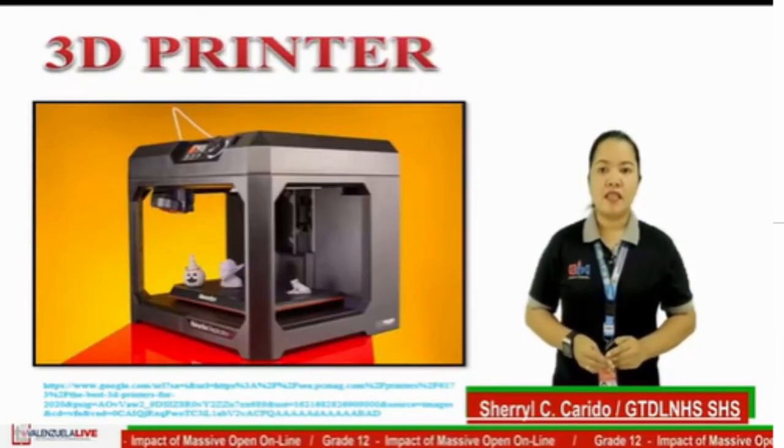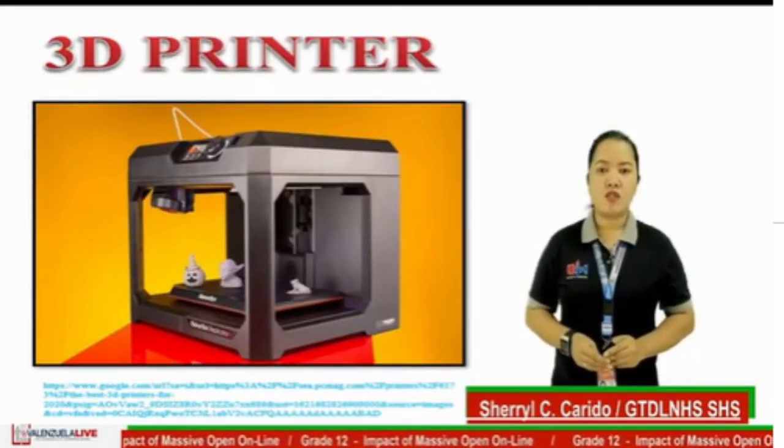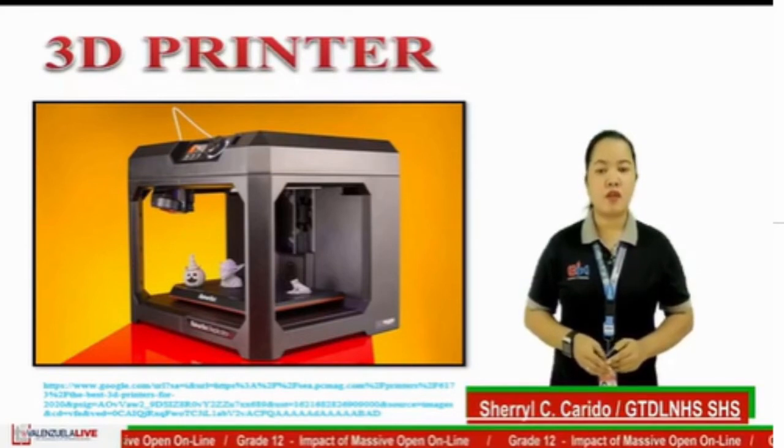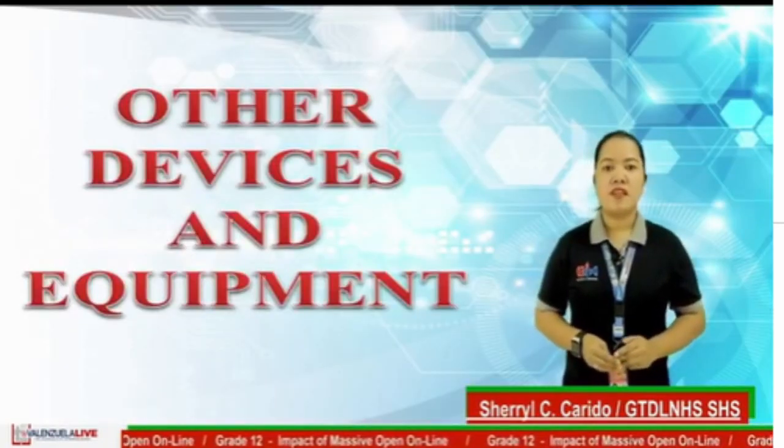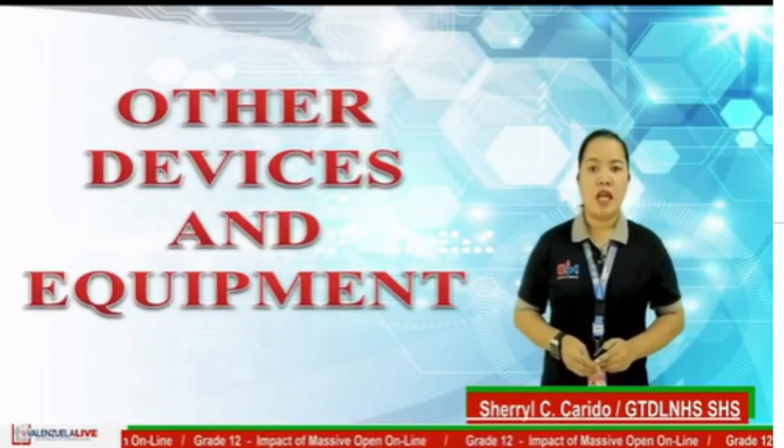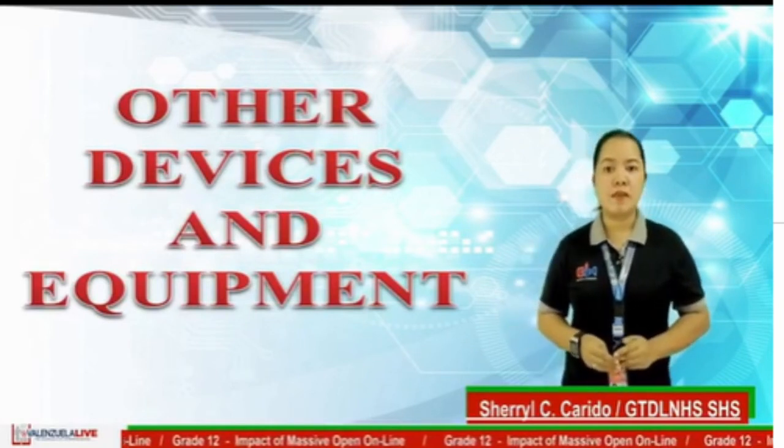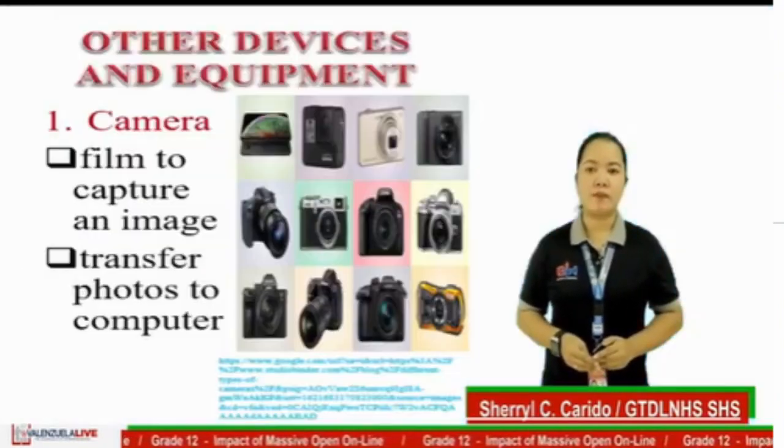Second, the 3D printer allows the UV exposure area to produce a mask pattern through a scanning fiber transmitter. The other devices and equipment can also be used to disseminate information in the media.